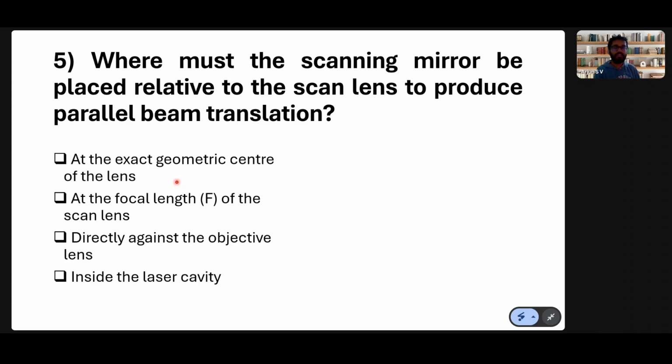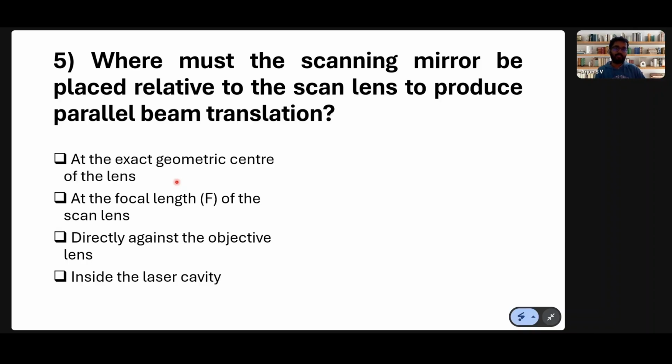Question number 5. Where must the scanning mirror be placed related to the scan lens to produce parallel beam translation? So we all know from the lens law that if an object is placed on the focal length, then the beam will be collimated in laser, which is parallel in nature.